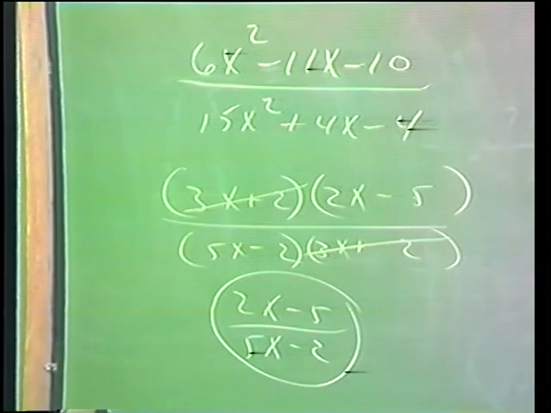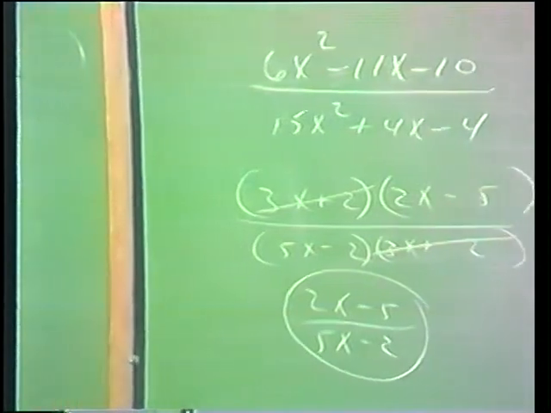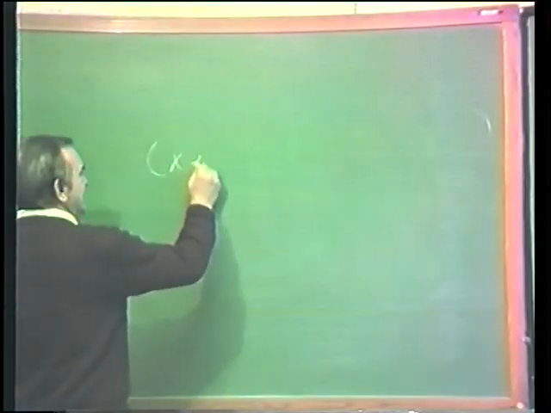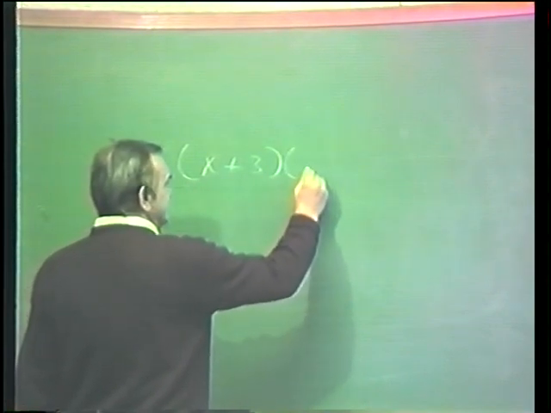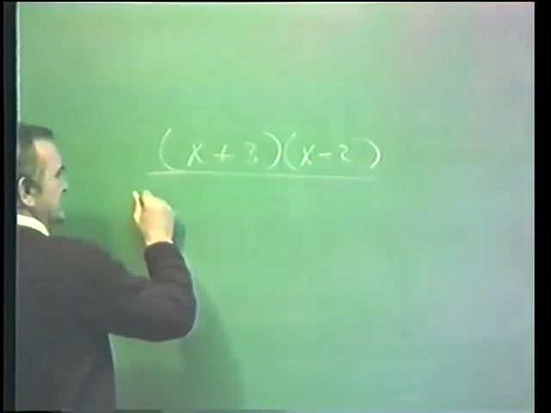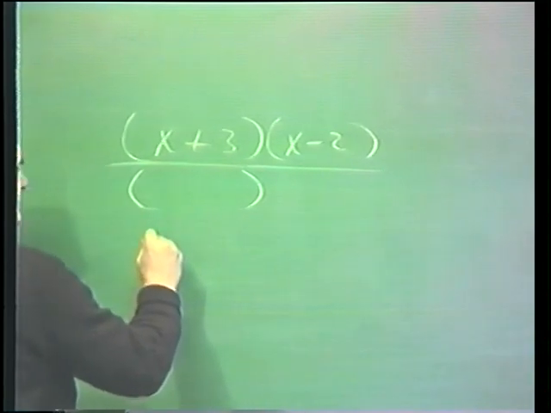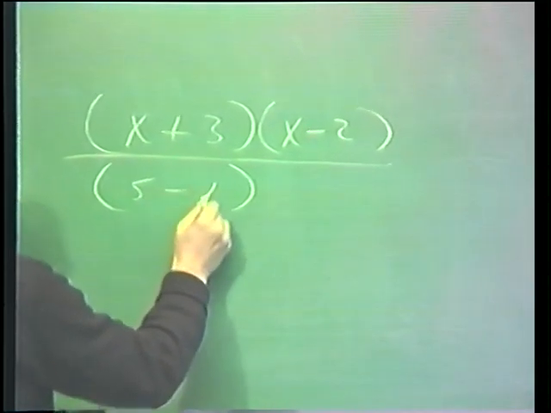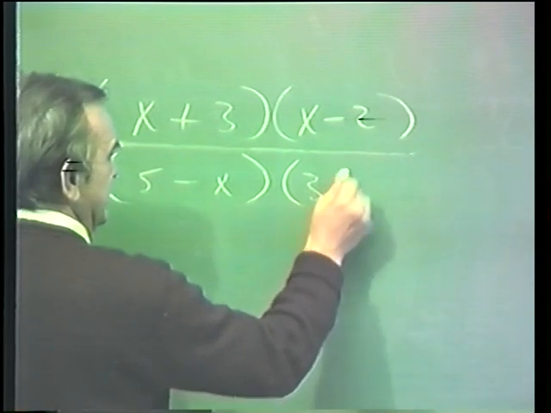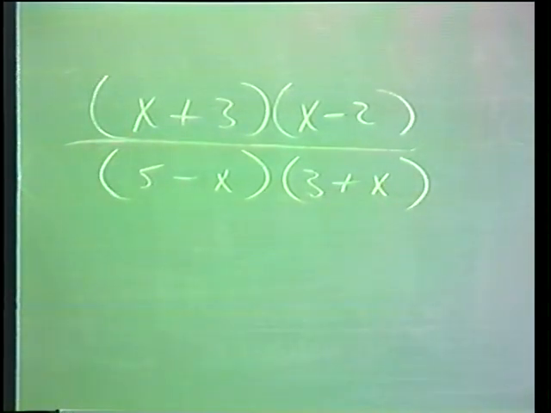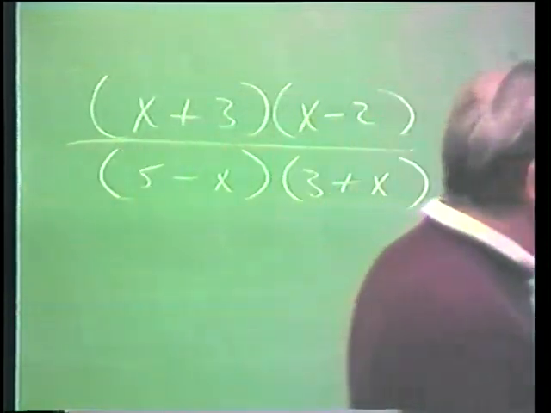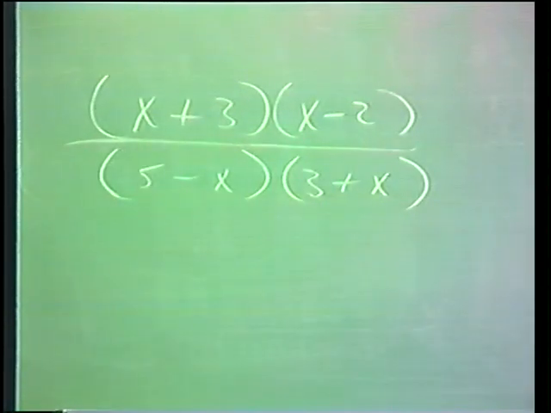Now, let's suppose I have an expression and I like to simplify it. So I factor my numerator and I come out with x plus 3, x minus 2. My denominator I factor and I come out with 5 minus x and 3 plus x. Those are the factors of my numerator and denominator. So now I like to see if we can simplify this. Are there identical factors in numerator and denominator?